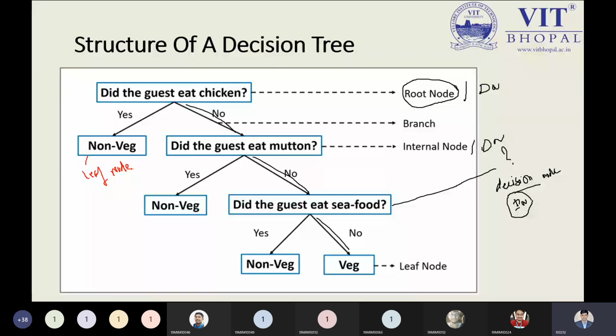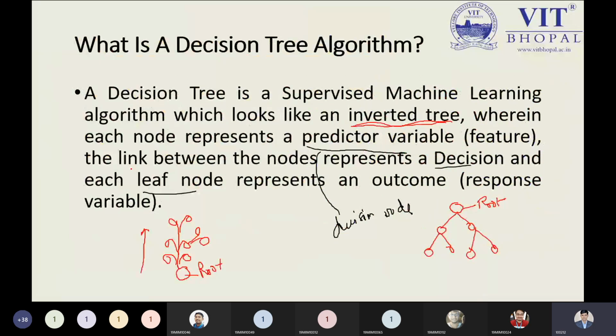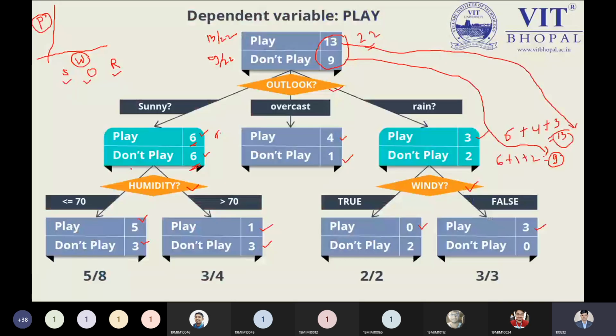So veg and non-veg would be the leaf nodes, because we are not expanding further. Why are we not expanding? Because finally we got our answer. When we get our answer, we predict the information, so we will not expand our decision based on a next question, next condition, or next requirement. So that is what we have in the decision tree. This is the fundamental idea about the decision tree, what it means and what its application is.